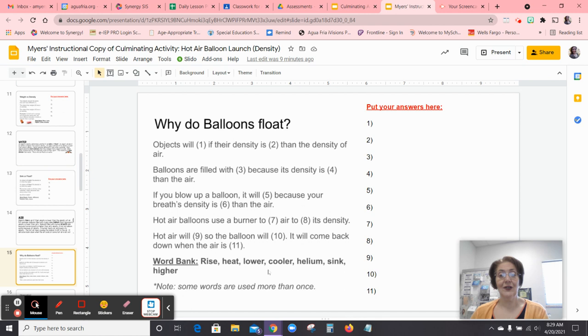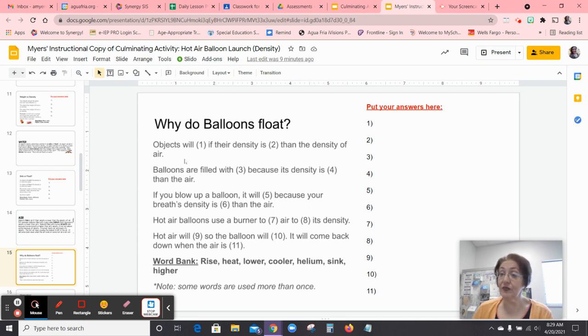All right, let's take a look at our questions. We got 11 questions here, okay? But take a look at our note. It says here some words are used more than once. Here's our word bank: rise, heat, lower, cooler, helium, sink, and higher.